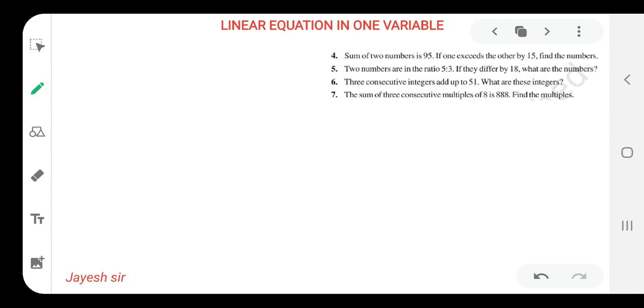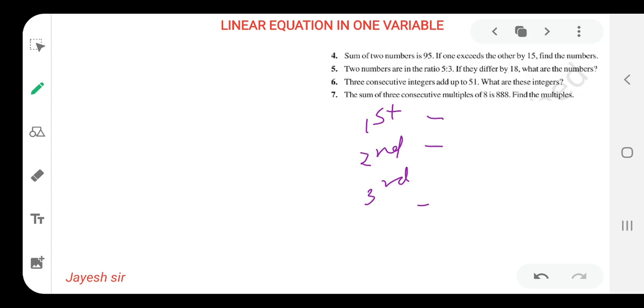What is to be there? Three consecutive integers are there. Three consecutive means three integers, so let us take first integer, second, and third. Consecutive means one after another, one, two, and three. Consecutive means their value goes on increasing by one. That is what we call consecutive integers. I hope you all might be getting it, friends. Yes, consecutive means their value keeps on increasing by one.